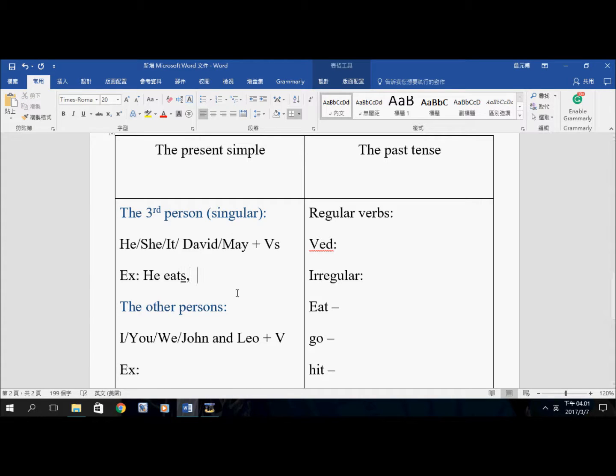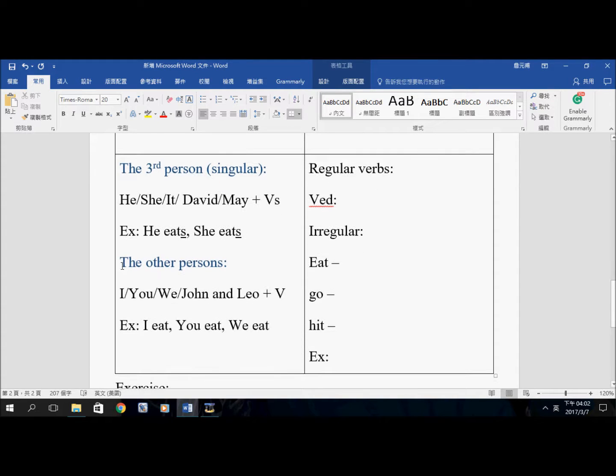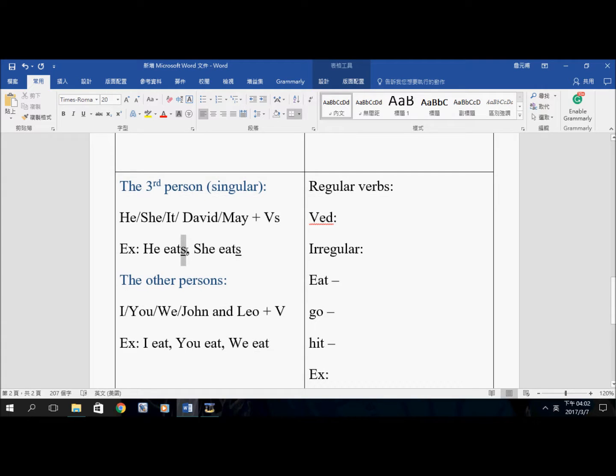She eats. The additional s is required. That's the only rule when it comes to the use of verbs in the present simple tense. As for the other persons, we use base verbs. So I eat, you eat, we eat, and so forth. No s for the other persons, but there is an additional s after the verb for the third person singular nouns and pronouns.